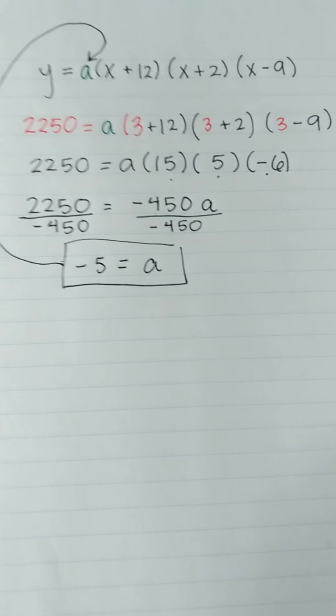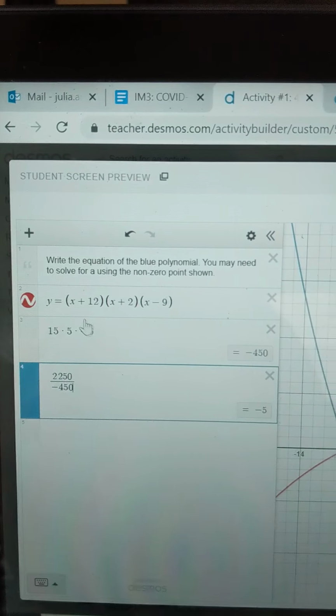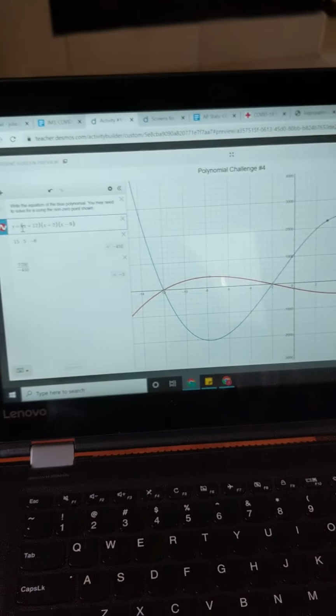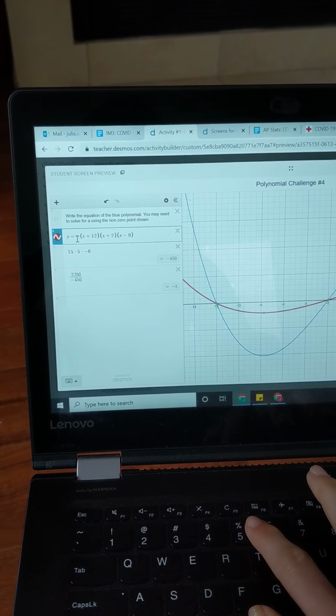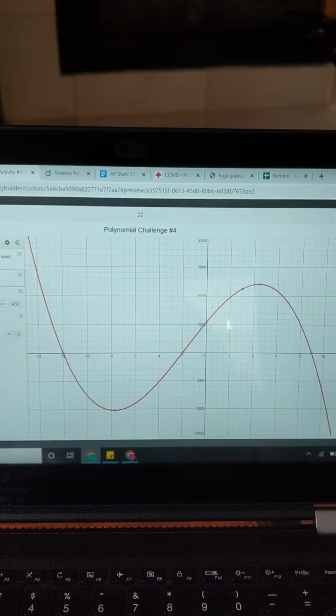So that's going to go back into the original equation as my a value. So all I'm going to do here is now I just put the coefficient of -5 and watch what happens when I do that. Now the graph matches up.